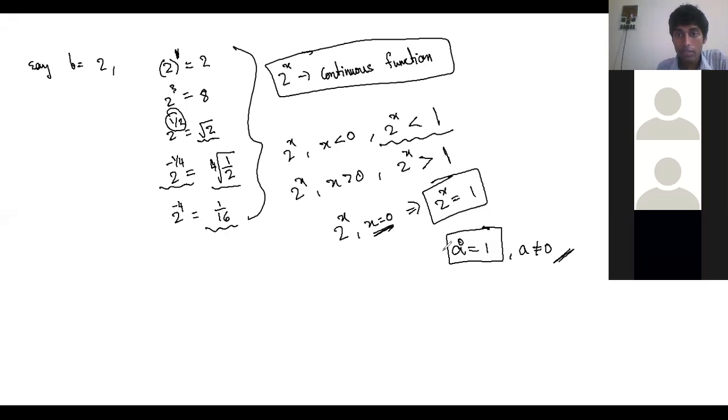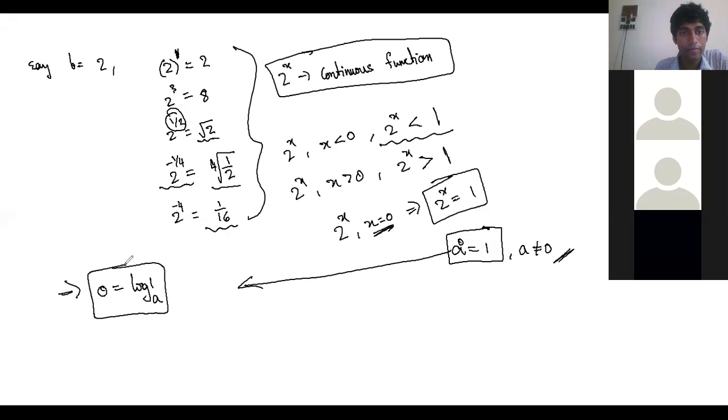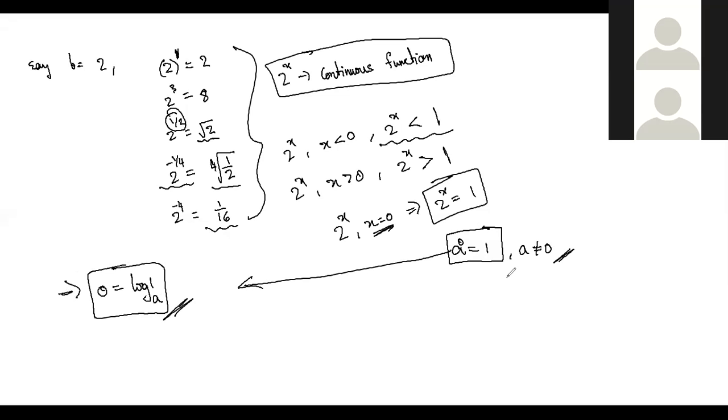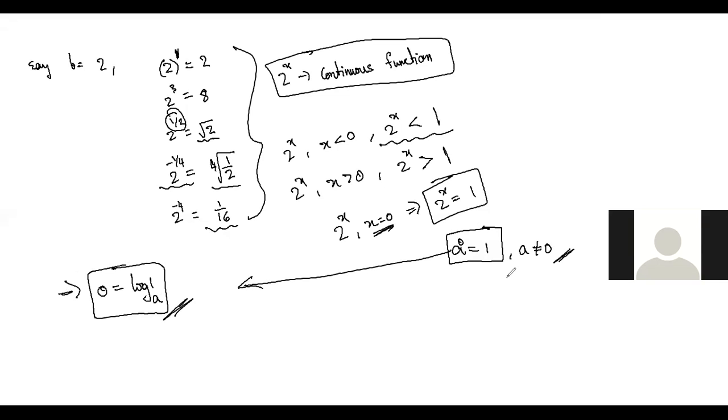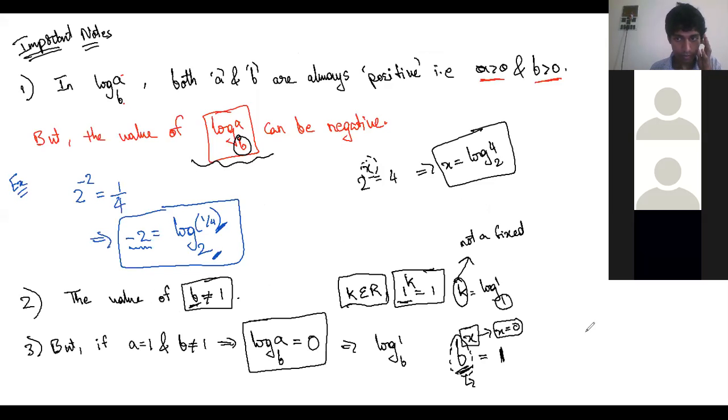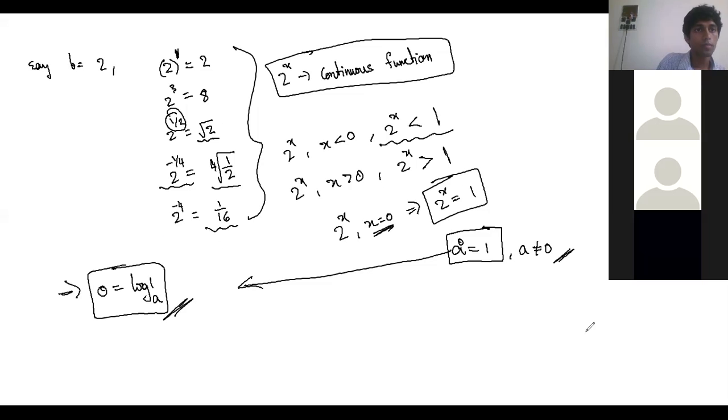So if a power 0 is always equal to 1, if I take logarithm, then can I say 0 equals log 1 to the base a for any a? Yes, sir. Okay. So this is the third point. This was point number 3. Next, point number 4.